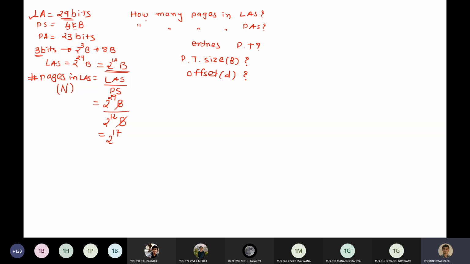Okay, so now we have this. So we answered this question: how many pages in logical address space? That is 2 raised to 17. Next question, how many pages in physical address space? So the number of pages in physical address space. What do you need to do?